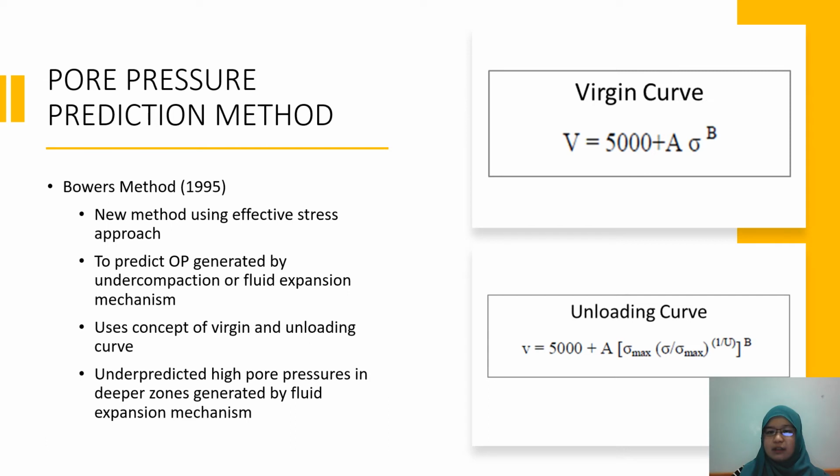So for the Virgin curve, V stands for velocity, and sigma stands for the effective stress, and A and B are the Virgin curve parameters. Whereas for the unloading curve, V again stands for velocity, sigma max is the estimate of the effective stress at the onset of the unloading, whereas U is the unloading parameter, and A and B again are the Virgin curve parameters.